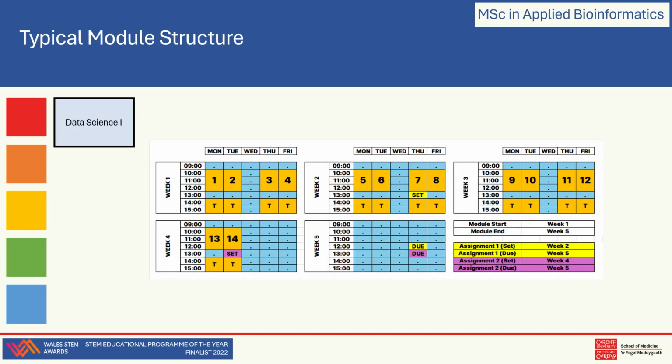This is a typical module structure. So we've got 5 weeks here: 1, 2, 3, 4, 5. Every morning for 3 hours on a Monday, Tuesday, Thursday, Friday, for the first 3.5 weeks, you'll have a session. There are 14 taught sessions, so you'll have 14 blocks of teaching there.